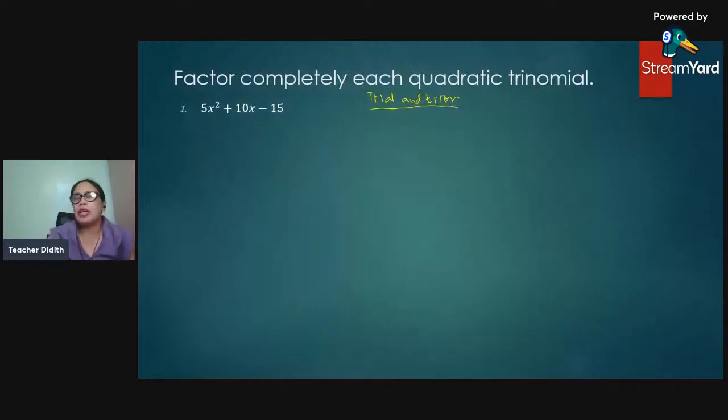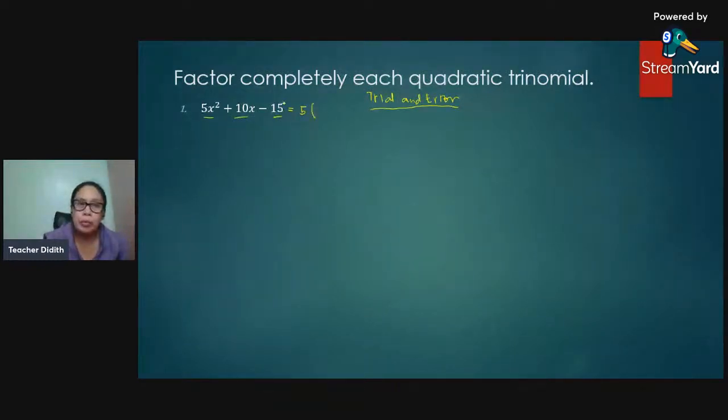So trial and error in a sense that we are going to work on the factors of the first term and the last term. But before we do that, consider the given trinomial here. If each term of the trinomial has a common factor, what we're going to do is move out that common factor for us to easily work on the two binomial factors. So in this case, we have 5 as the common factor, and then we divide each term by this common factor.